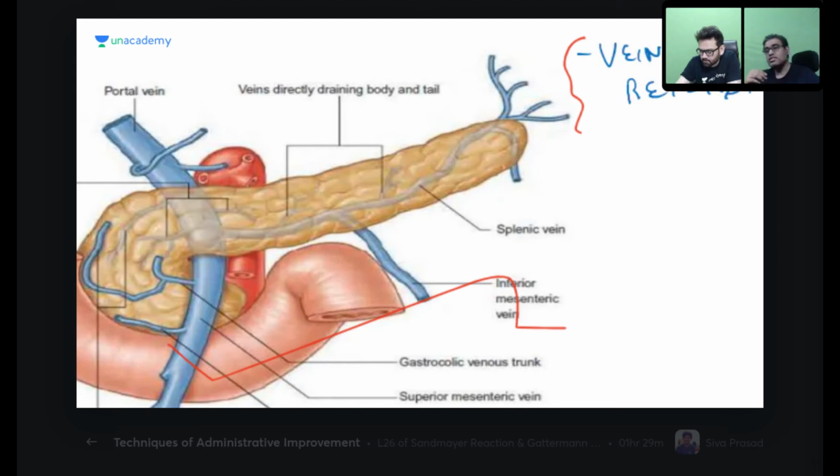Okay, so this was our venous drainage. So that was the vascular supply, venous drainage. Boss, can we have the next slide, I guess? The next slide is only written.